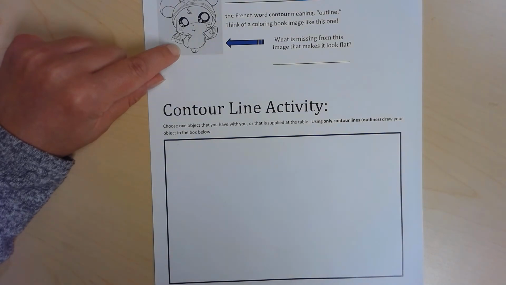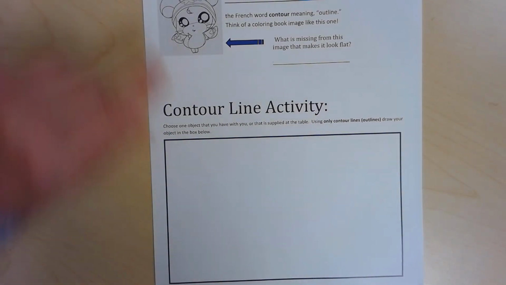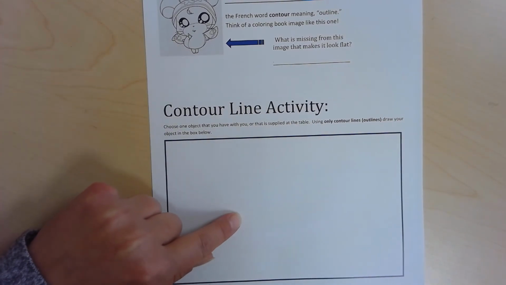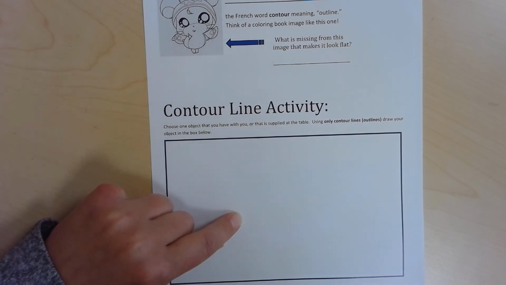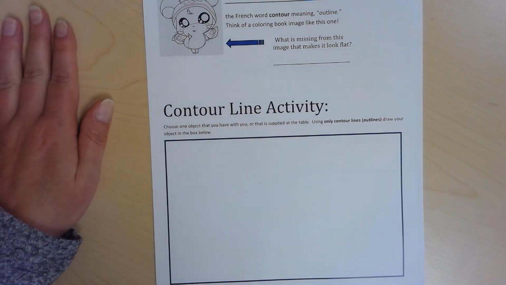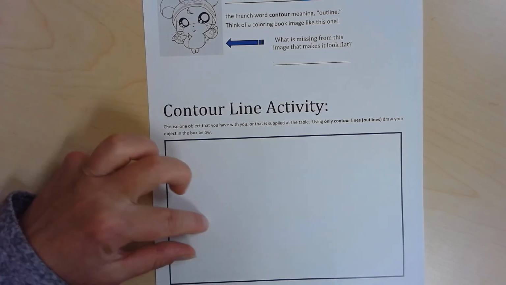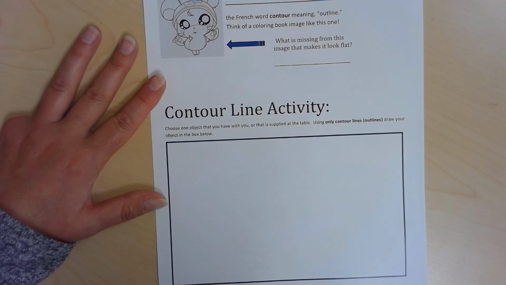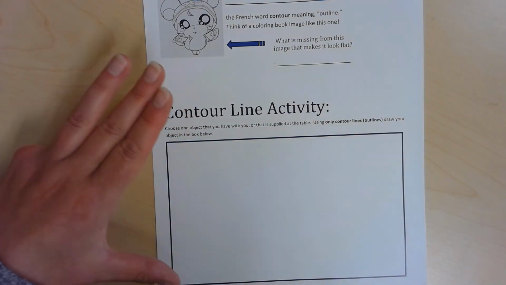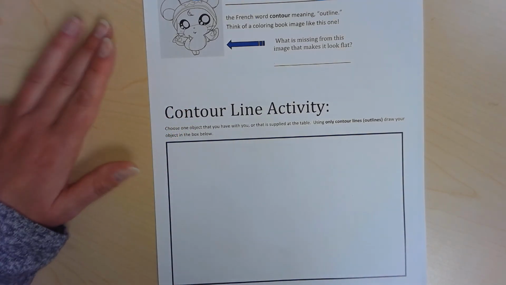Again, think about what coloring book pages look like. And that's what you're going to do here. So make sure you have your pencil, make sure you have an eraser, and take your time and try to do the best you can. Once you're done with your drawing, we're going to move on to the next couple pages. But that is the end of today's lesson.